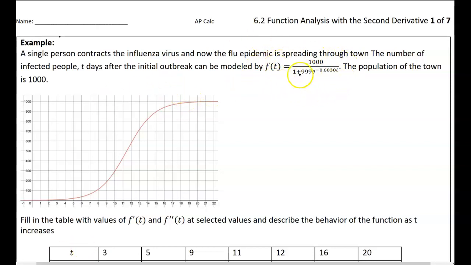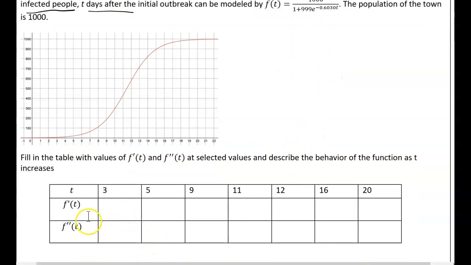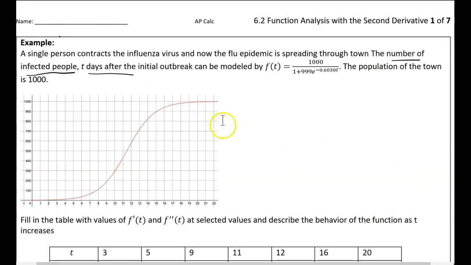So here we have this function f of t that models the number of infected people t days after the outbreak. The thing I notice about f right away is that it's a pretty ugly looking function. So we could take our derivative of this by hand, but what we often do with ugly functions is use our calculator to fill out this table in a second so we can analyze it.